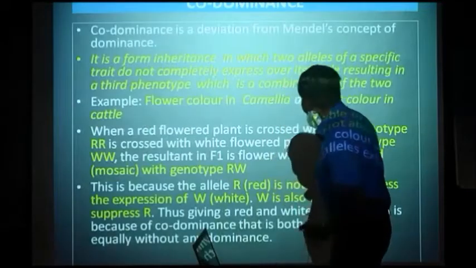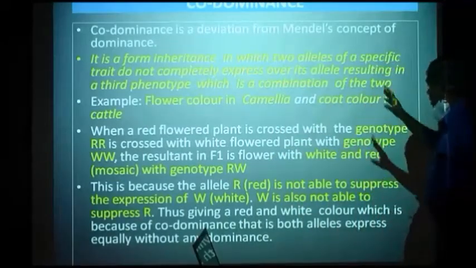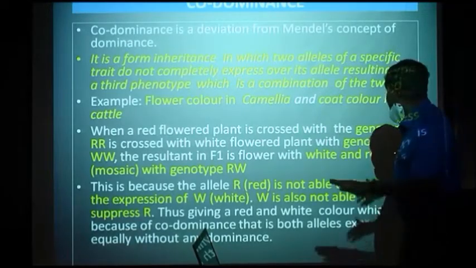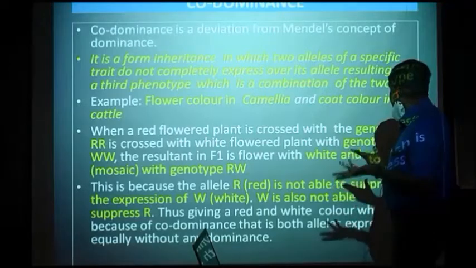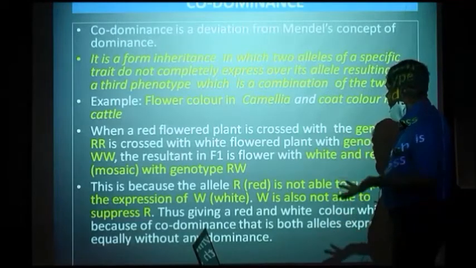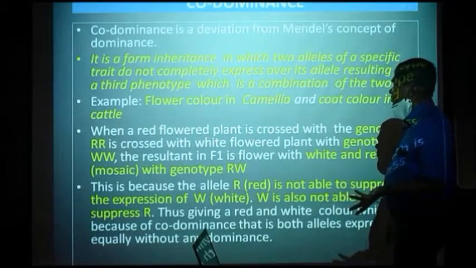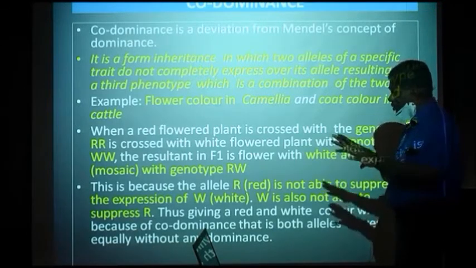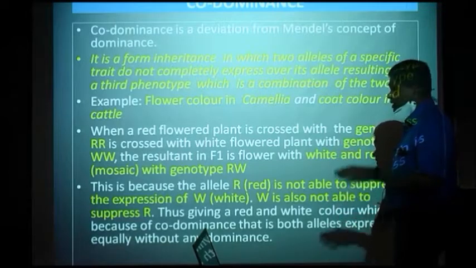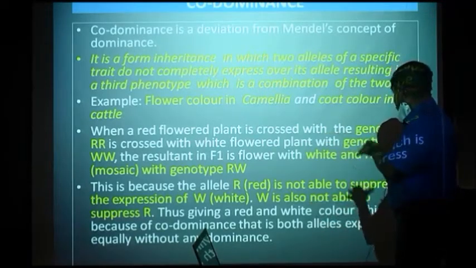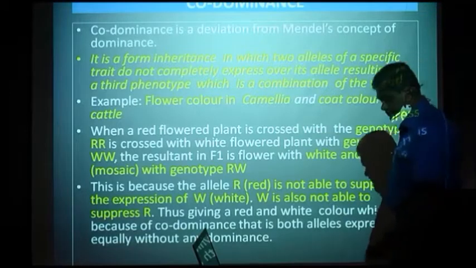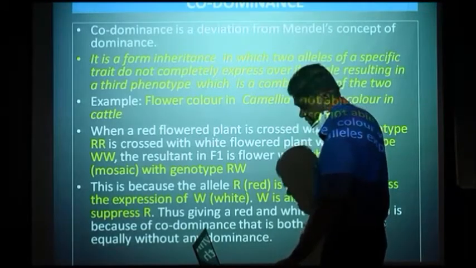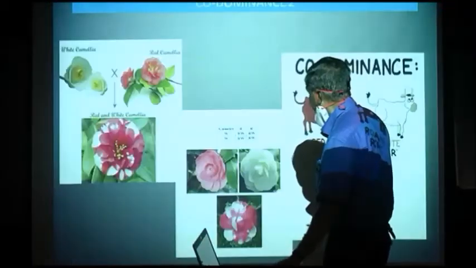Now here it is explained, it's a form of inheritance where two alleles of a specific trait do not completely express over its allele, resulting in a third phenotype which is a combination of the two. It is not intermediate of the two, but it is a combination of the two. That is, red and white both are seen. Now, we have already explained, it is written here and you can go through it for details.